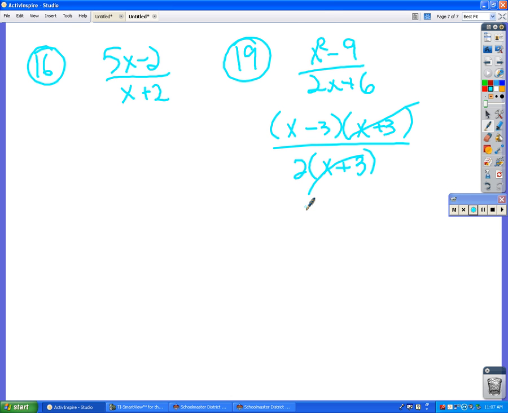Wait, at -3. Yes, I'm getting frustrated. It's always opposite when it's in parentheses, because it has to equal 0. The 2 means nothing, because I can never make a 2 into a 0, so who cares? But the x plus 3 I can make into a 0 by making x equal to -3, not +3.